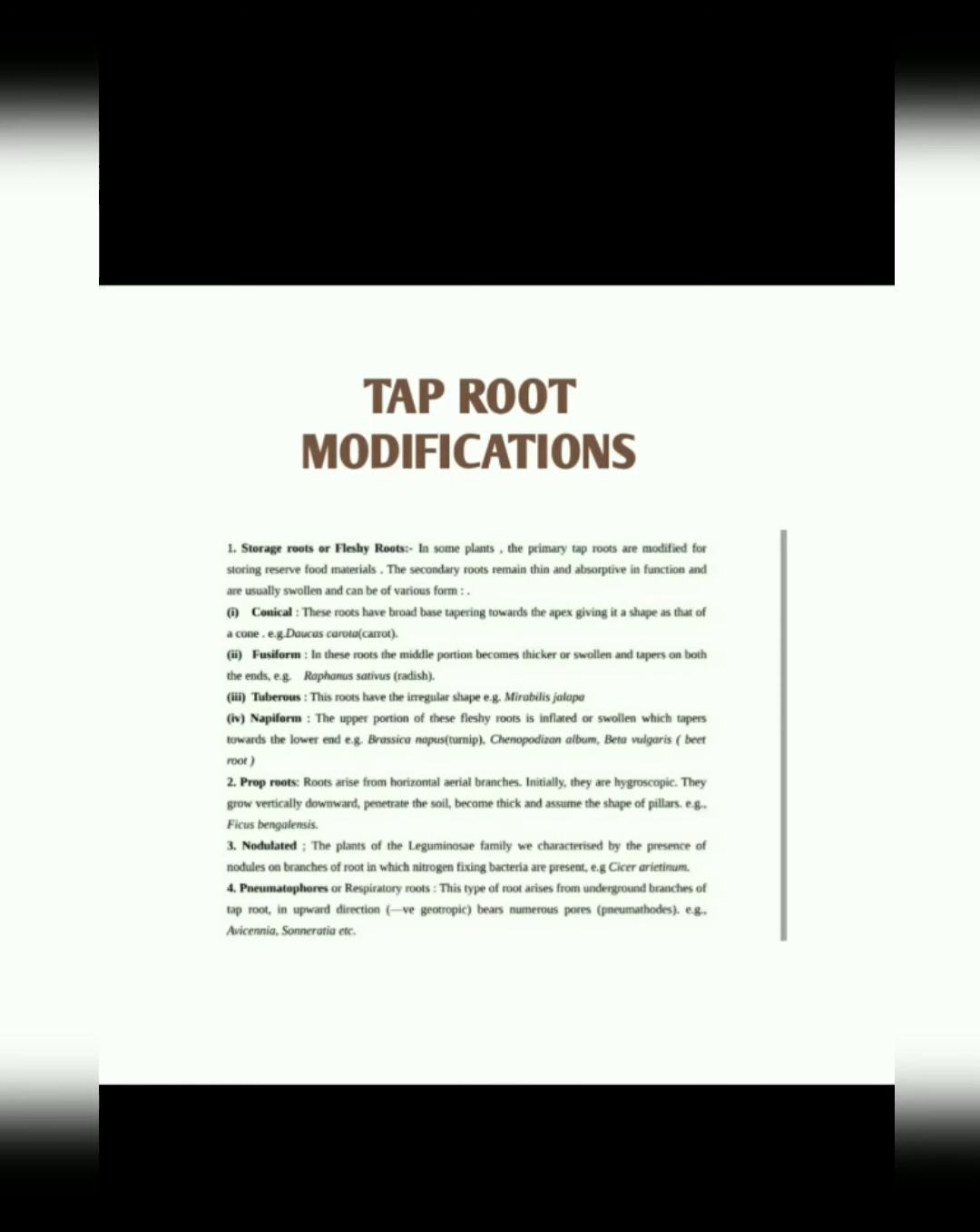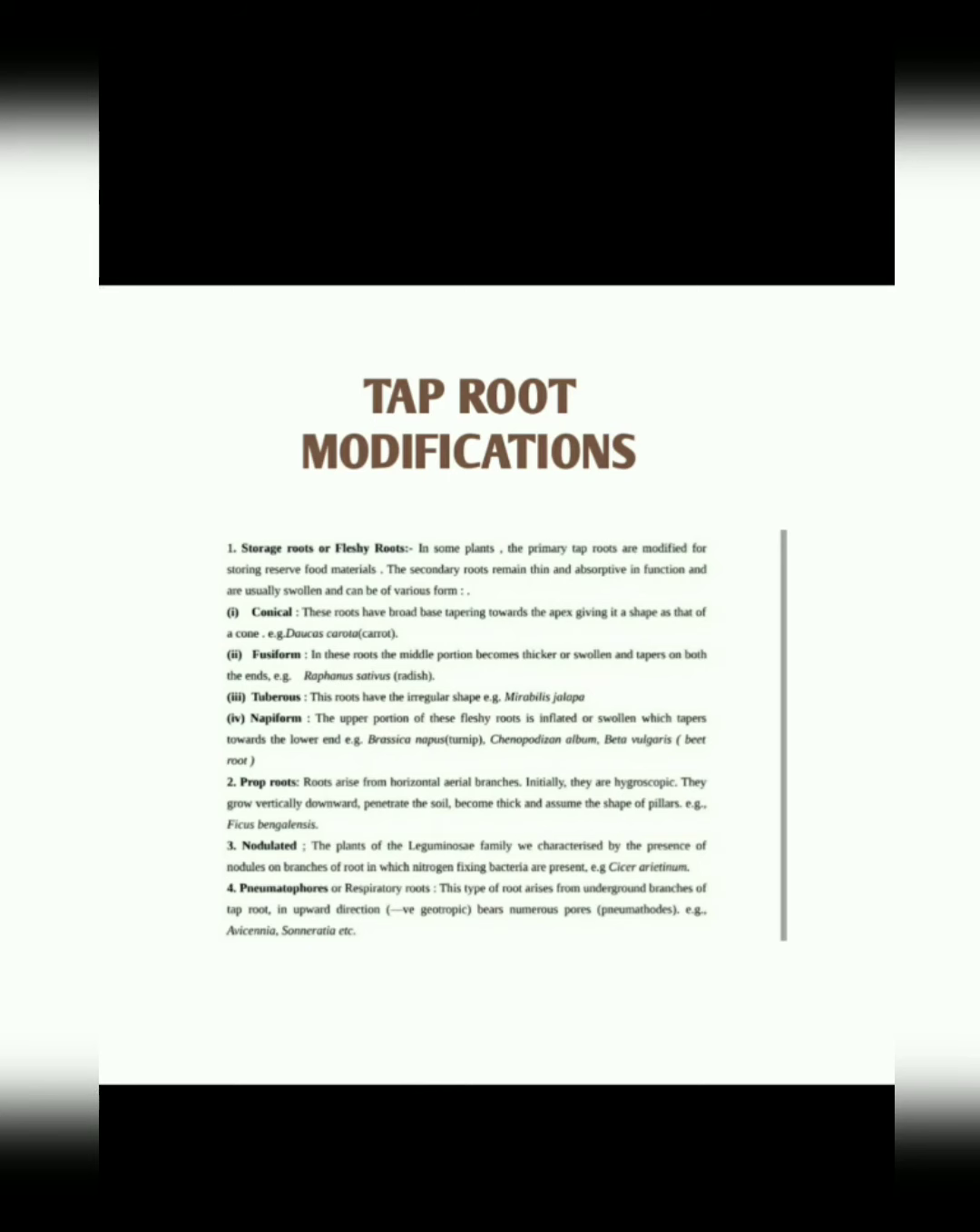We will now move to prop roots. See, prop roots arise from horizontal aerial branches. Usually from where do the roots arise? They arise from the bottom part, that is from the radicle, and they enter into the soil. Okay, that is the actual root. From where are these prop roots arising? They are arising from the horizontal aerial branches.